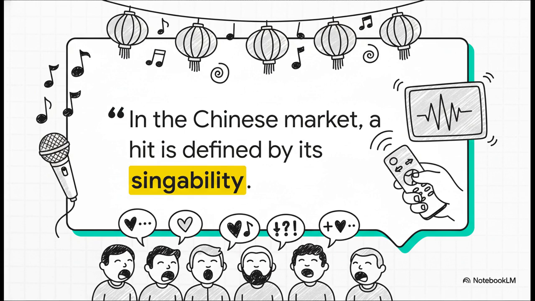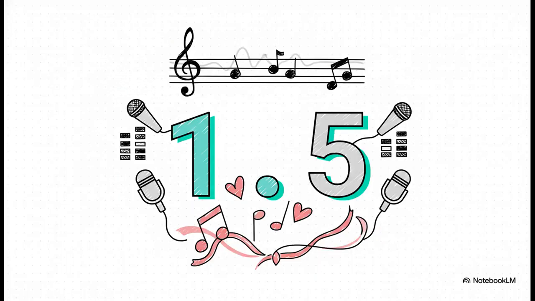But in the Chinese market, a real hit is defined by something else entirely. Can you sing it? The whole point is for everyday people to perform it. And that's why the most popular, longest-lasting songs are built with a secret limit. That number you see? 1.5 octaves. That's the typical vocal range. It's totally on purpose. It's designed so that pretty much anyone can grab the mic and belt it out without too much trouble.